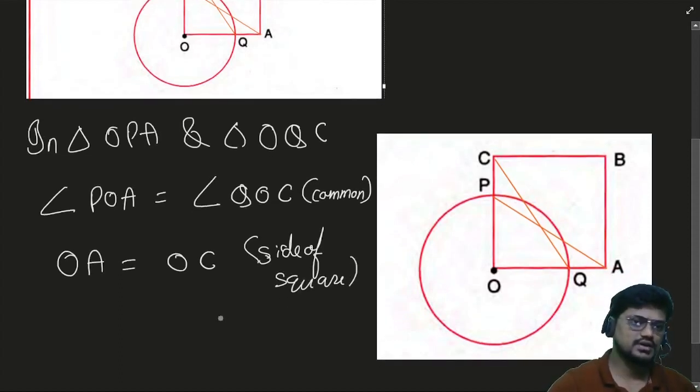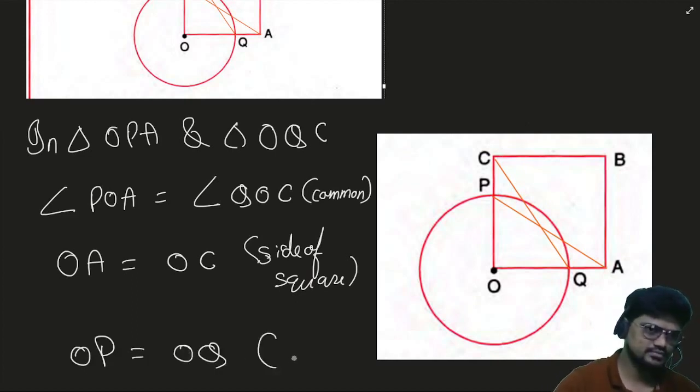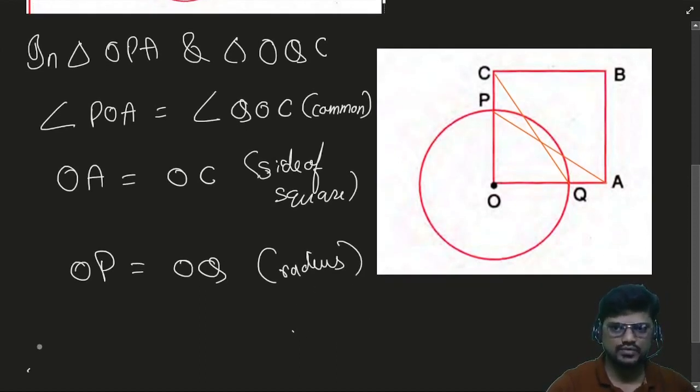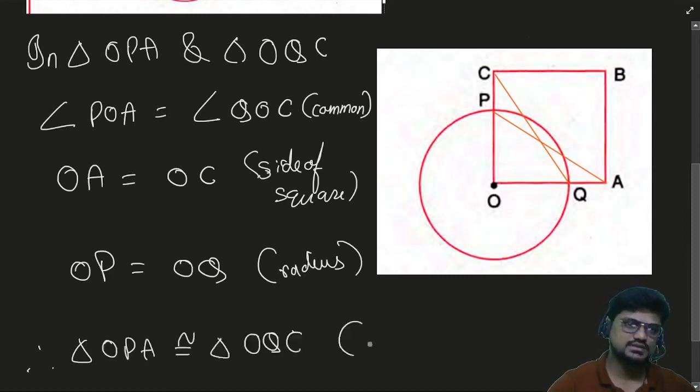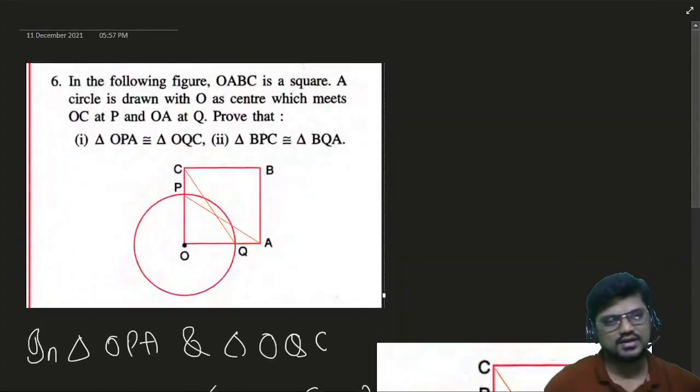After that, which other thing is equal? I can also write OP is equal to OQ. What will be the reason? OP, OQ, radius of the same circle. Therefore, we can say that triangle OPA is congruent to triangle OQC. By which test? By SAS. Okay, by SAS test. Clear?